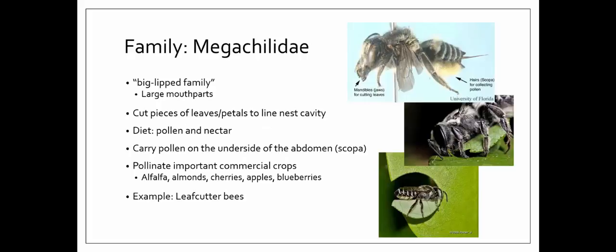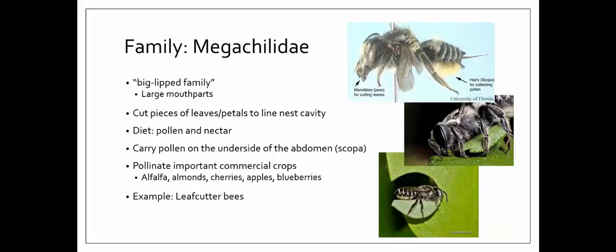Moving on to the family Megachilidae, this family is considered the big-lipped family due to the large mouthparts the bees have. They use these mouthparts to cut pieces of leaves or petals from plants that they then use to line their nest cavity. Their diet consists of pollen and nectar. One major defining characteristic of megachilids is the very hairy underside of their abdomen. This part of their body is known as the scopa and is used to carry pollen. These bees are responsible for pollinating important commercial crops such as alfalfa, almonds, cherries, apples, and blueberries.